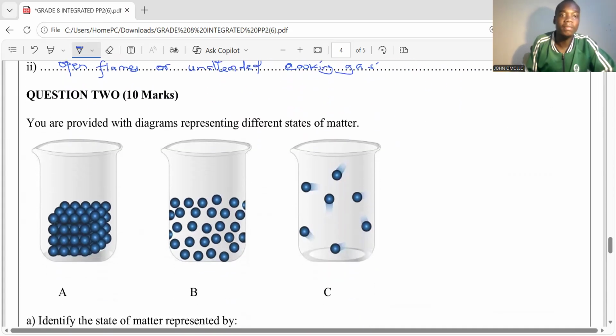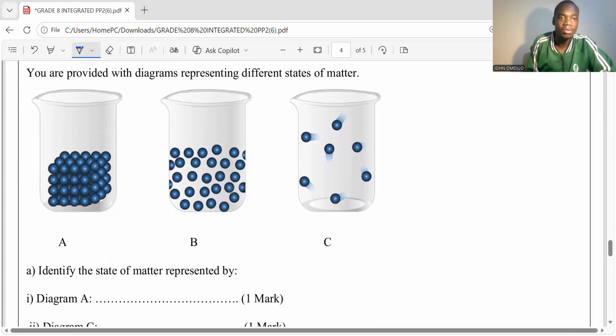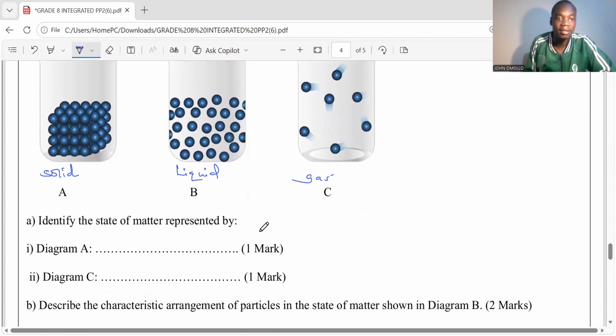Question 2, you are provided with diagrams representing different states of matter. With diagrams. So this one, we know that the particles that are closely packed together and in a fixed position are known as solids. So this state is liquid, not solid. So we need to say just solid. That is a state. And then lastly, this is a gas state. Identify the state of matter represented by diagram A: solid. So I've said it is solid.